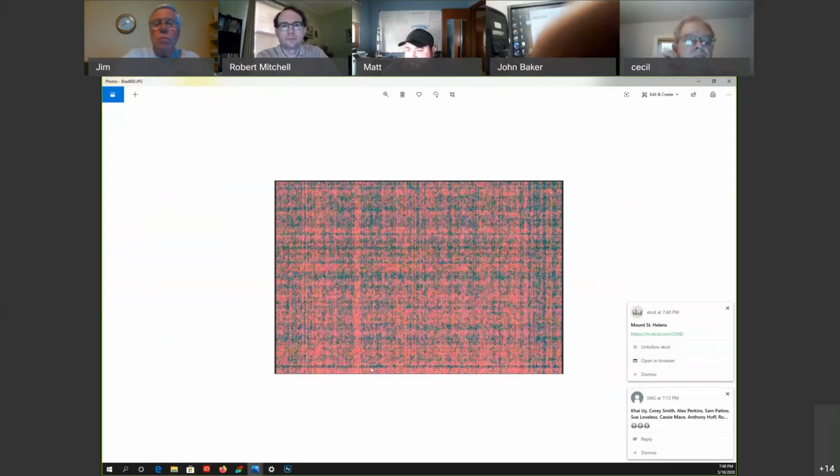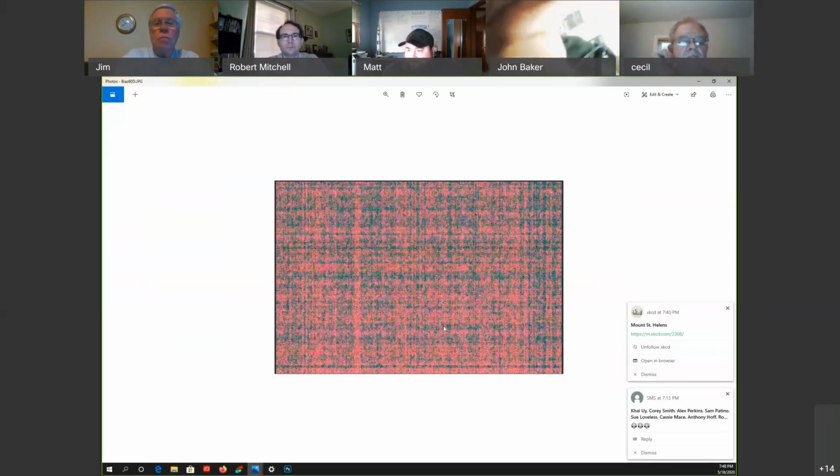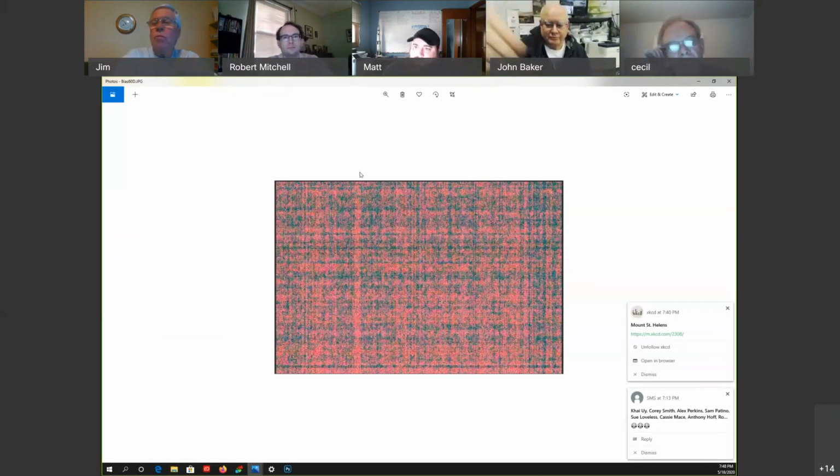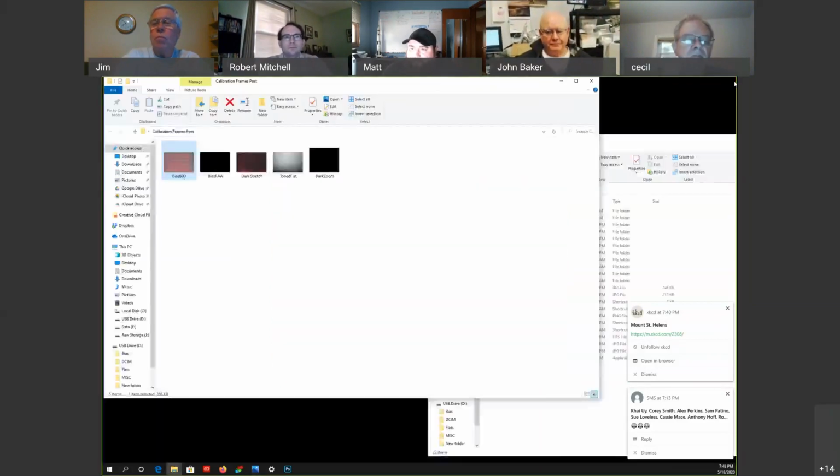So what you're actually seeing here is the path of the electricity through my image sensor as it's reading it. So it's just another thing that you've got to cancel out if you're trying to get really good data in deep sky.